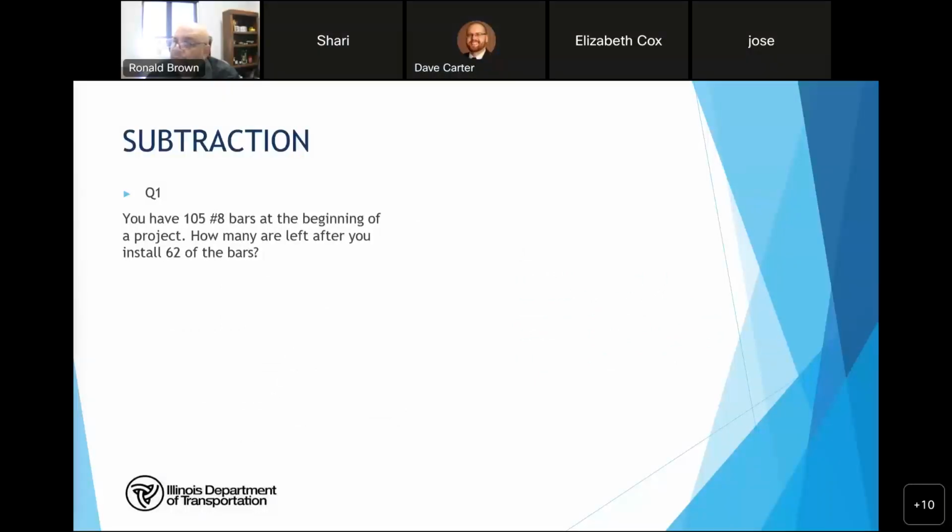Moving into subtraction, you have a total of 105 number 8 bars at the beginning of a project. This is for rebar installation. How many bars do you have left after you install 62? In basic subtraction, you would subtract 62, which is what you've already installed, out of your 105 total, to have 43 number 8 bars remaining after the initial installation.